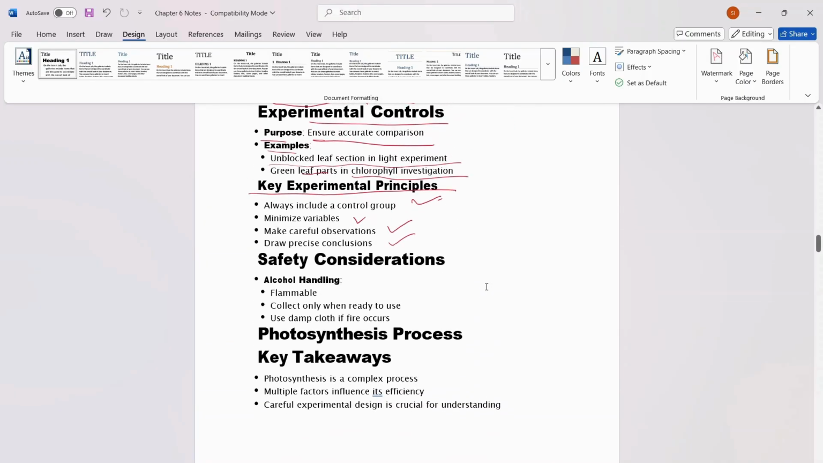Next is safety consideration. Alcohol handling: it is flammable, so be very careful. Collect only when ready to use. Use a damp cloth if fire occurs.